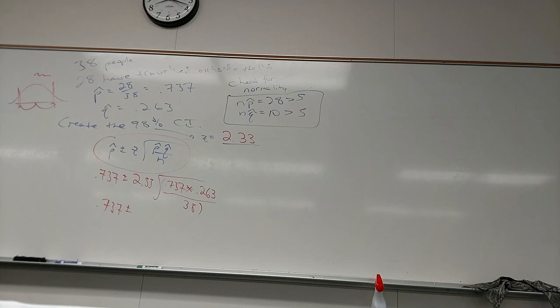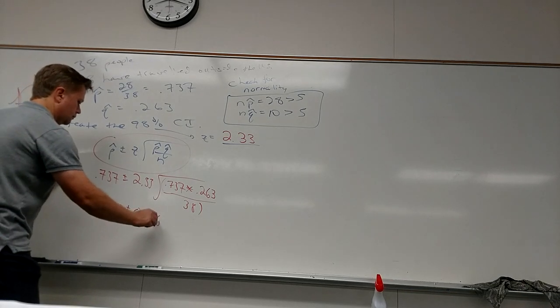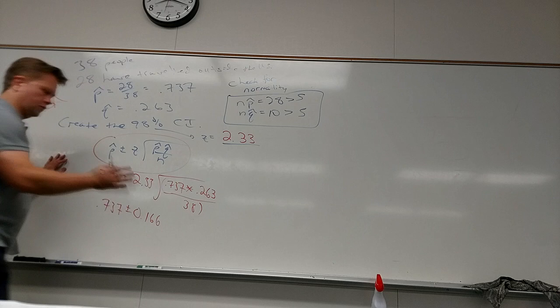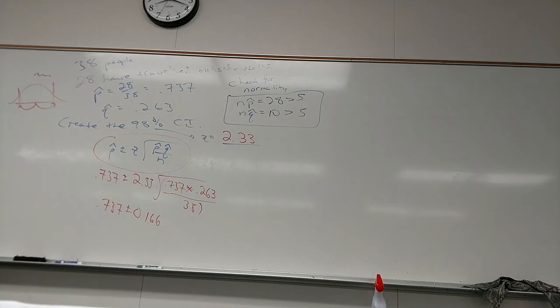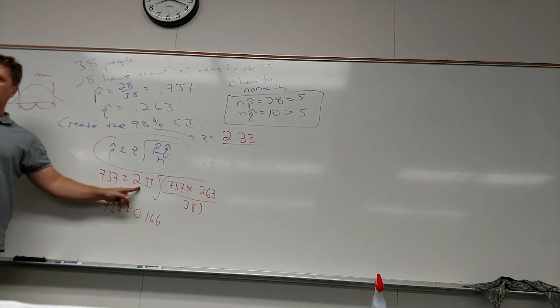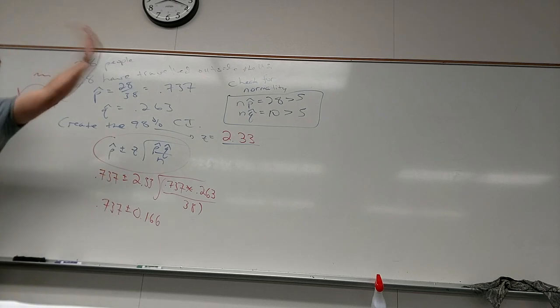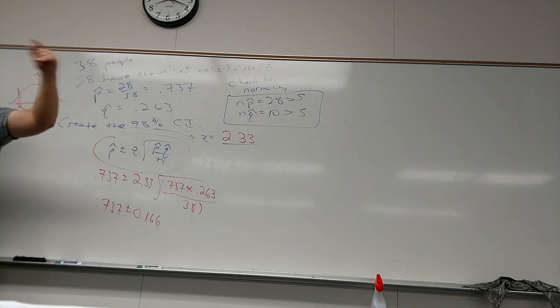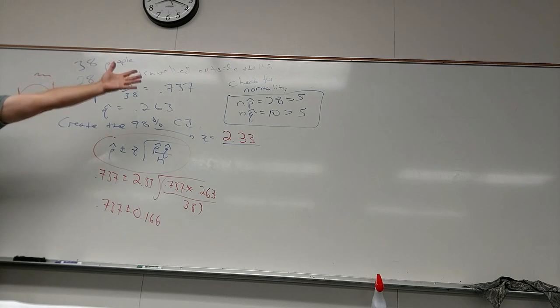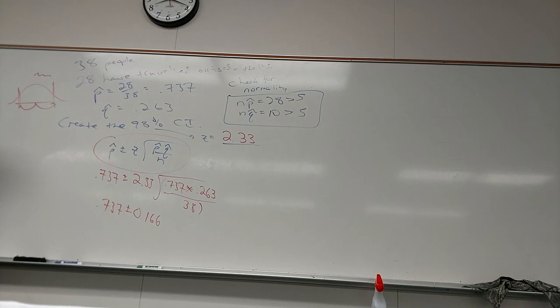What are you guys getting for the error? 0.166. If you want to go more places, that's fine, but you only have to go 3. That makes sense. That is big. It's 16% off. It's big for 2 reasons. The z-score was kind of big, and my sample is really small. So those together, z-score, if I want to be 98%, I've got to go further out, and my uncertainty is larger because I have such a small sample.